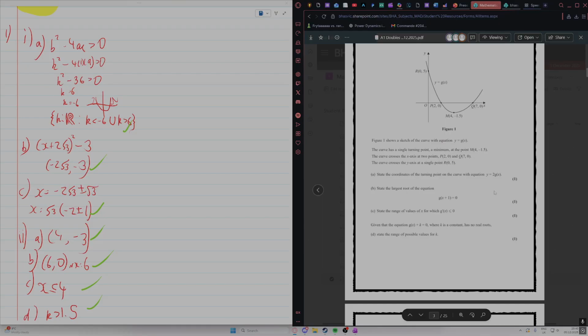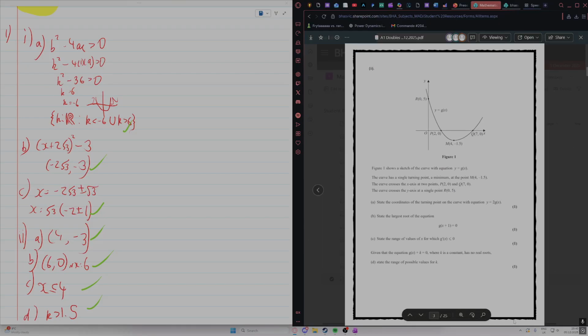It looks really long, but actually it's just translations and stuff like that. So turning point 2g of x, you just multiply the y coordinate by 2. Largest root of this equation, where you just move the largest root of the original one and you just shift it to the left. State the range of values where g dash of x is less than or equal to 0, where you don't actually have to do any differentiation because it shows you the graph and you can just see that it's when x is less than 4 because that's when the gradient is negative.